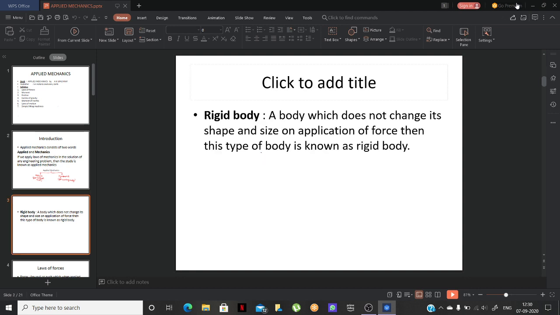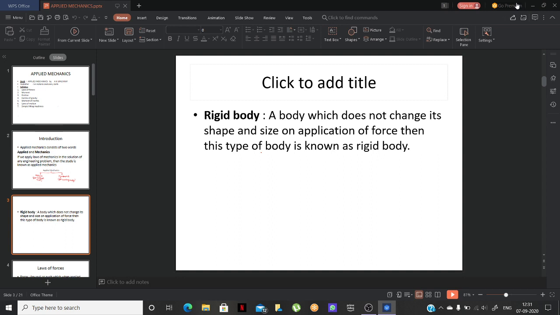Now, for applied mechanics, a body has to be a rigid body. A rigid body is a body which does not change its shape and size on application of force. Actually, in the universe, it is very difficult to get a perfectly rigid body as some changes take place in the body under the action of external forces, depending upon its shape and size. But these changes are very small as compared to the size of the body, and so the body is considered as a rigid body.